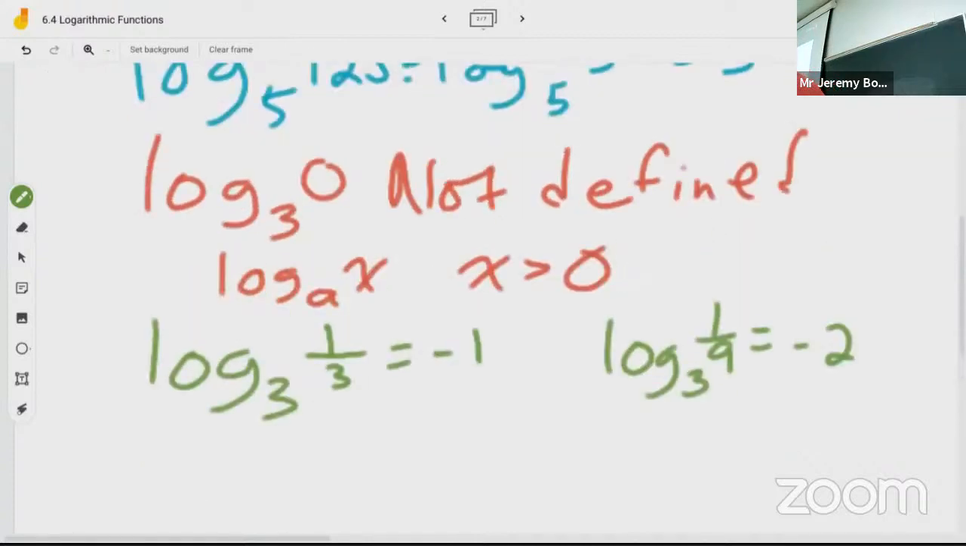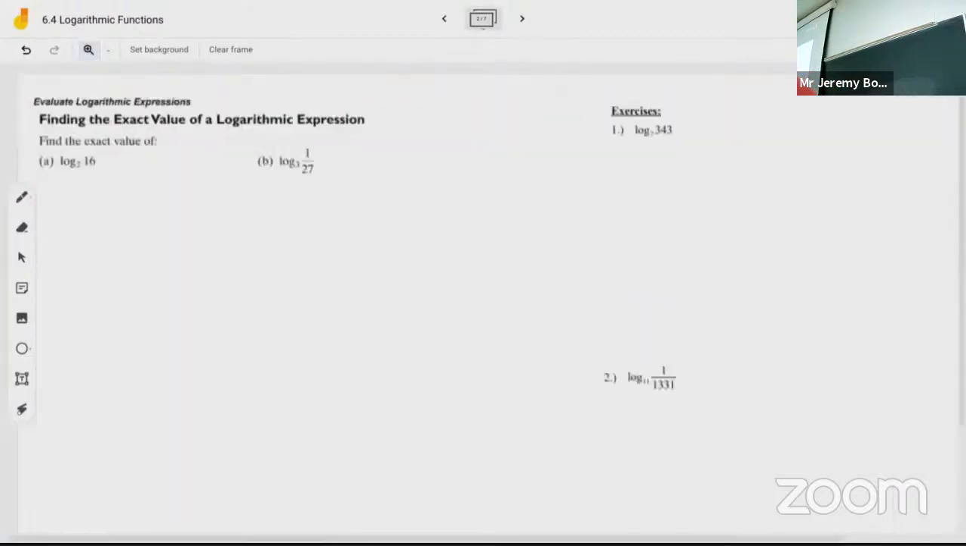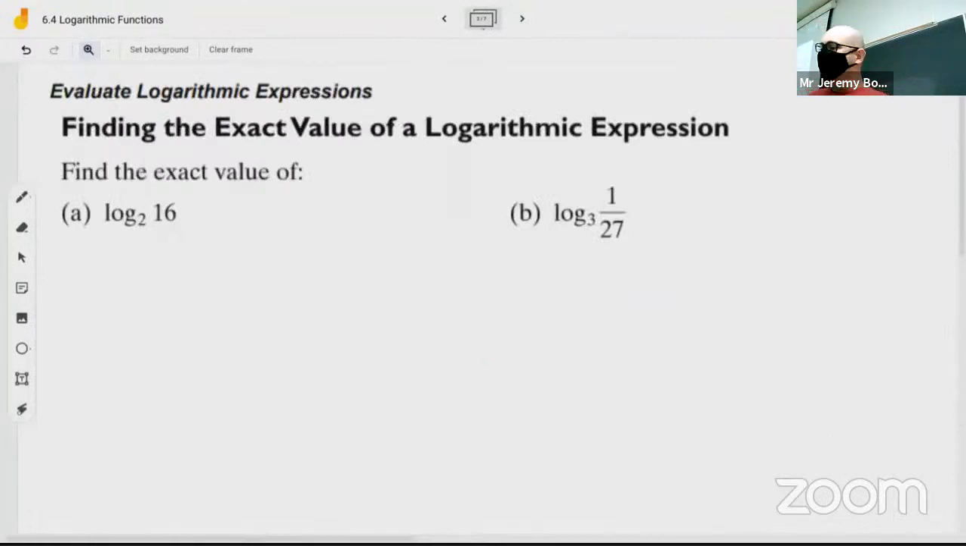So this way we can get through these. This is kind of using the stuff we just talked about. If we want to find the exact values, remember what we're trying to figure out is what power we need to raise the base to get that value. So if I have log base 2 of 16, what do I need to raise 2 to get 16? Is it 4? Yeah, I believe so. So this would equal 4.